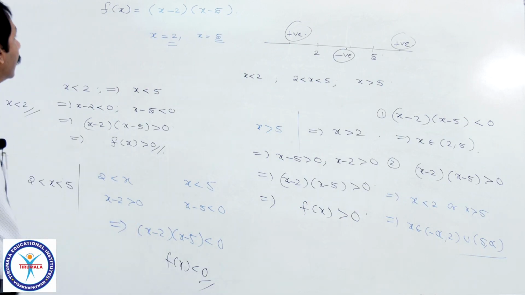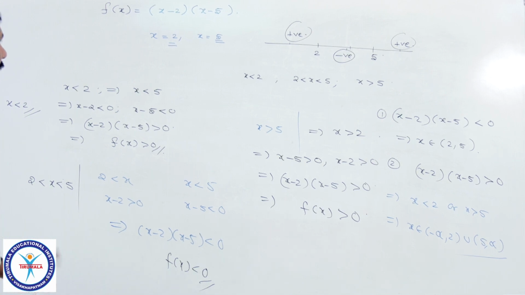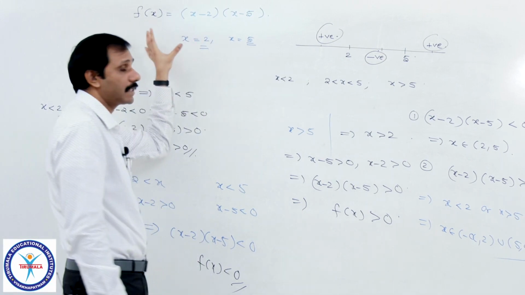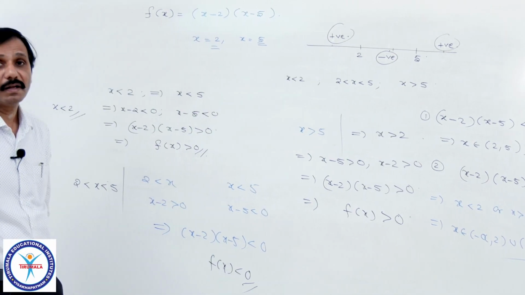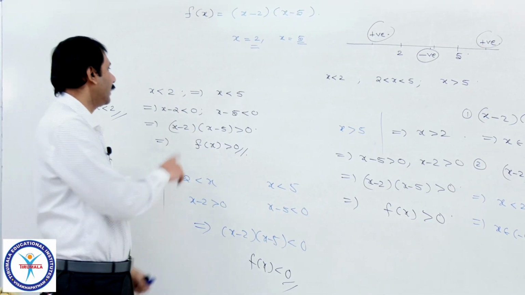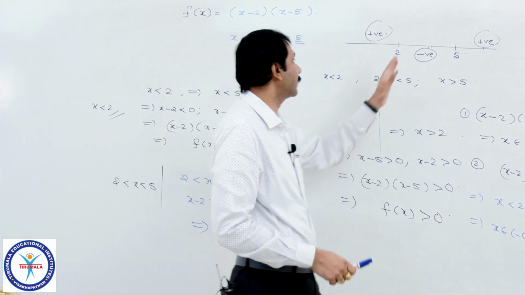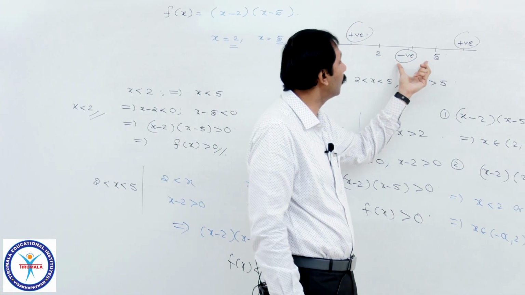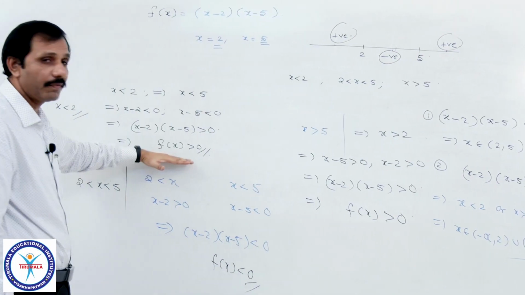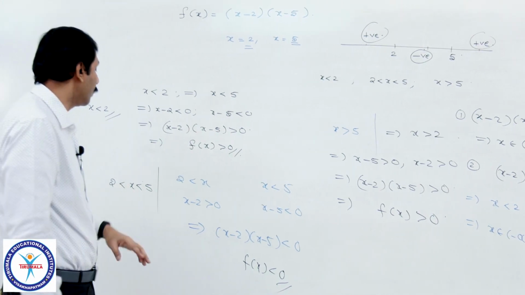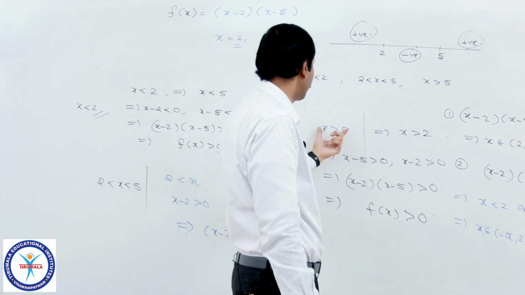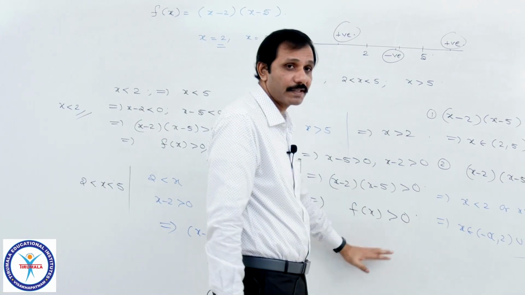Observe this discussion. f of x equal to (x minus 2) into (x minus 5). I need values of x where this polynomial f of x is positive or negative. I have explained step by step what the possibilities for x are. x may be less than 2, or it may lie between 2 and 5, or it can be greater than 5. Less than 2, what happened? Clearly we have seen it is positive. Between 2 and 5, what happened? We have seen it is negative. Greater than 5, what will happen? Greater than 5 means both positive, therefore f of x is positive.